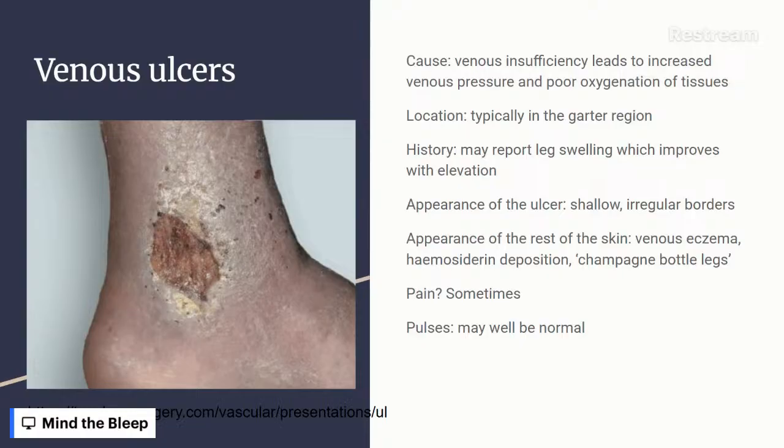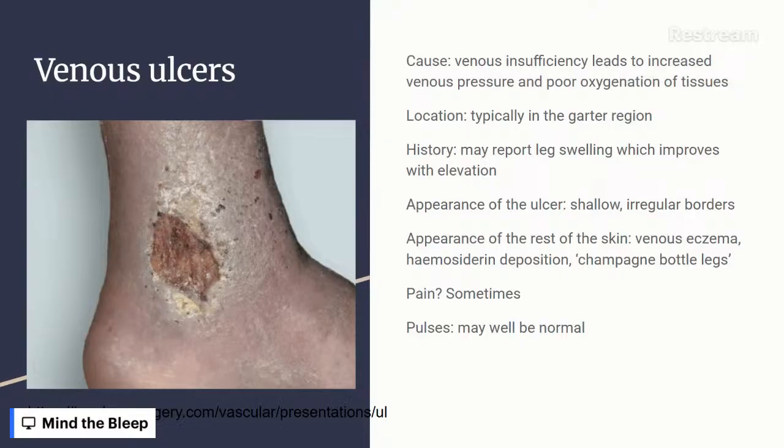And again, in terms of the history, it may be in line with a generic history of peripheral vascular disease of the venous kind. So perhaps some leg swelling, perhaps there's also a history of varicose veins, maybe skin changes around the region as well. So it would all fit in with a history of venous disease.